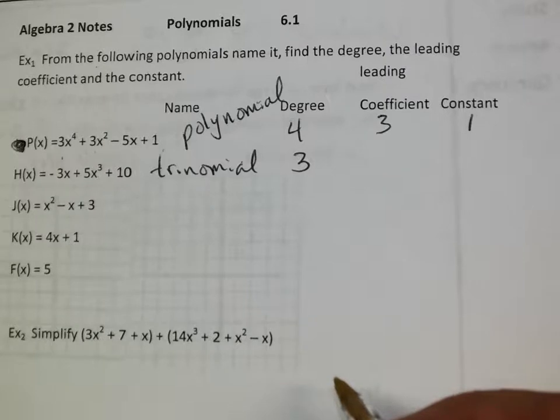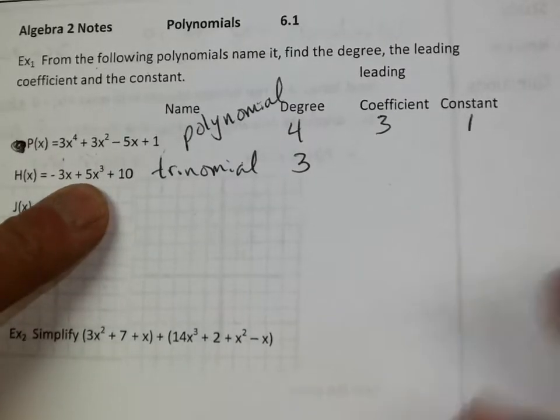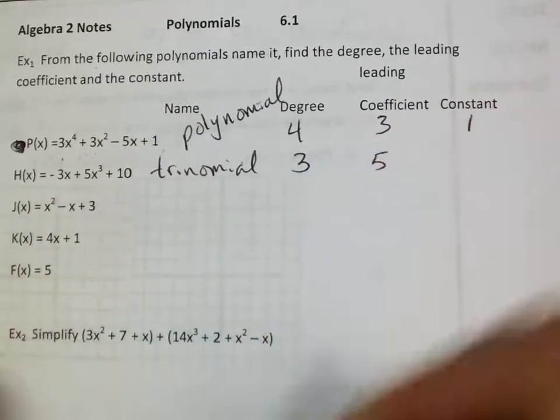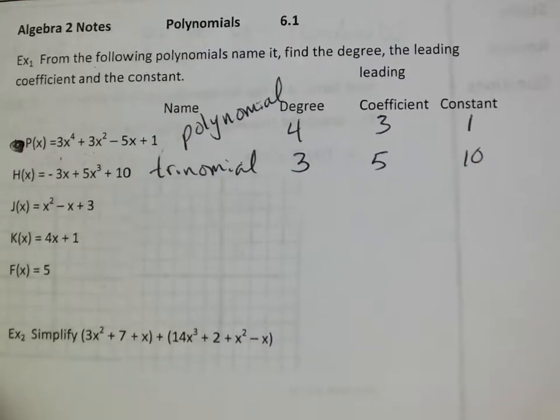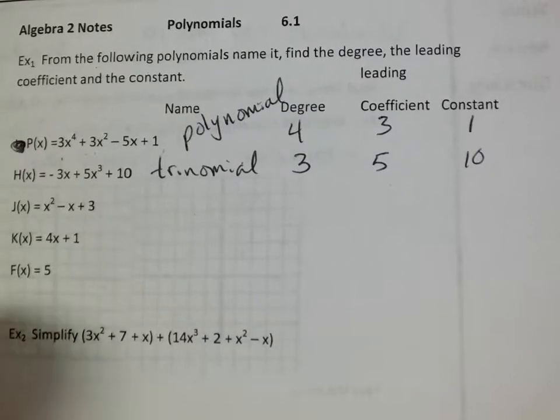5. It is 5, because it's out of order. We should have rewritten it, but I didn't want to do that, right? But 5 should be the leading coefficient when we put it in front, right? Constant? Easy. Everybody agree? Thumbs up. Yep. Okay. How about the next one?